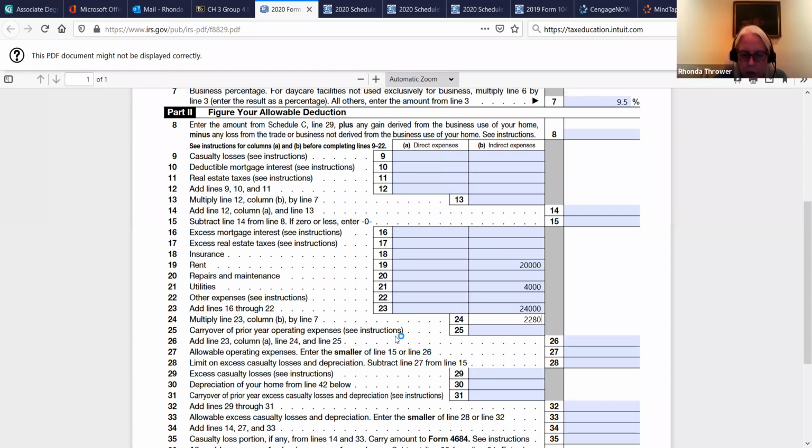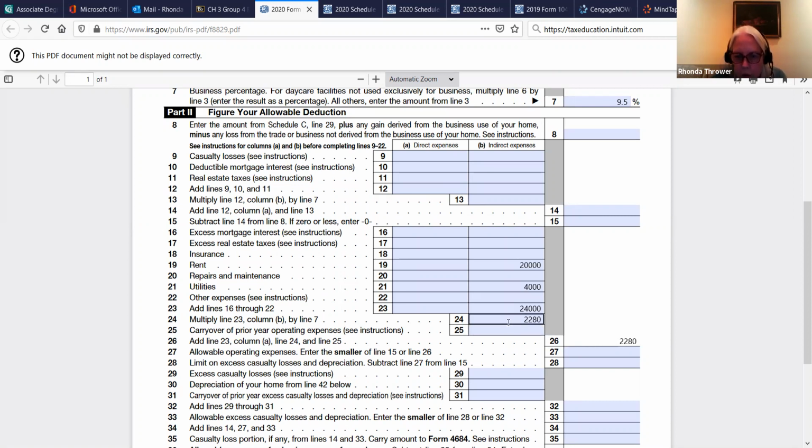All right, and we didn't have any carryover that we knew about. And we're going to add line 23, column A. There was nothing there. And then line 24, which was the total of those, and line 25, which was nothing. And so that would be 2,280.